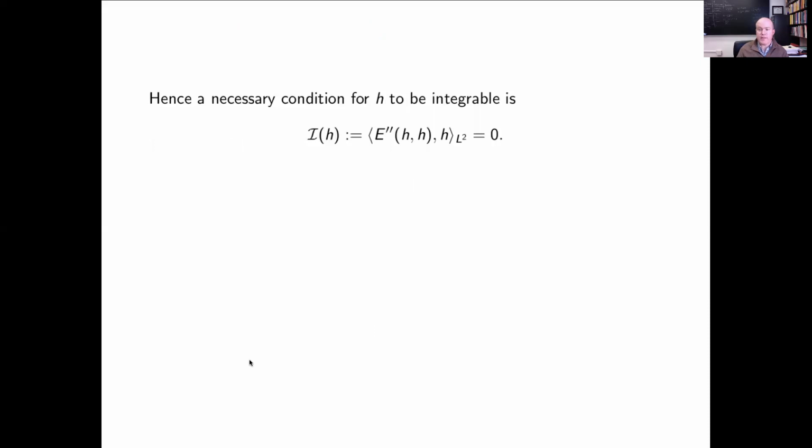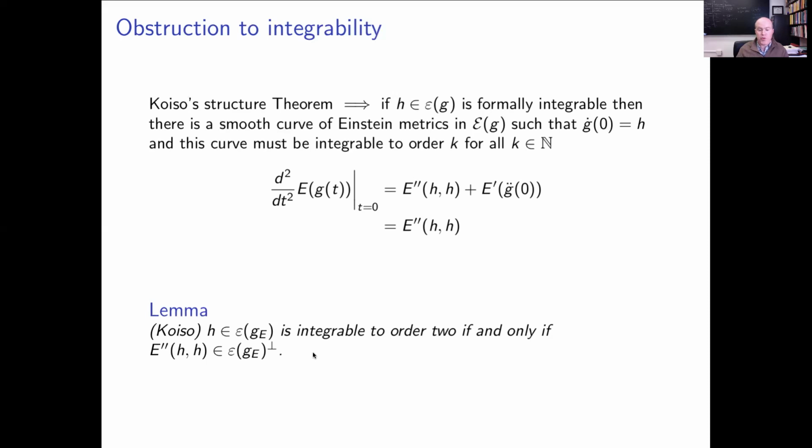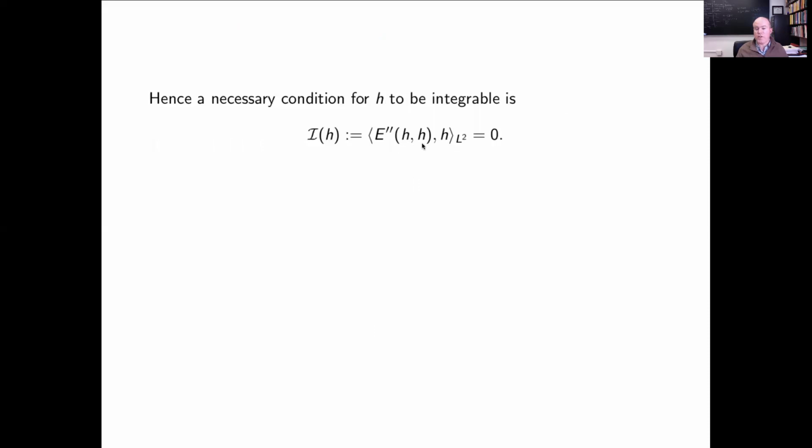So what this means is that if it's going to be integrable to order 2, then this operator, this element, cannot lie in the same space as epsilon of G, and an element of epsilon of G is H itself. Therefore, if you were to take the L2 inner product of these, you will get 0.